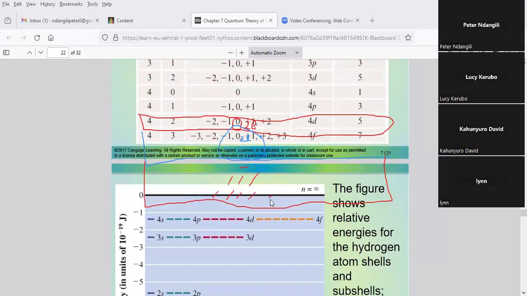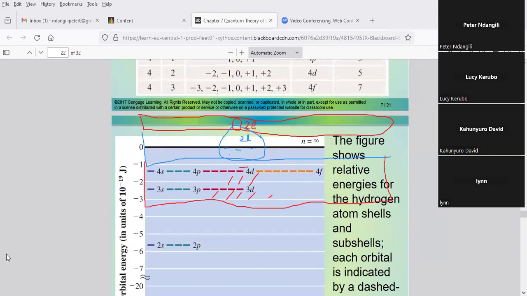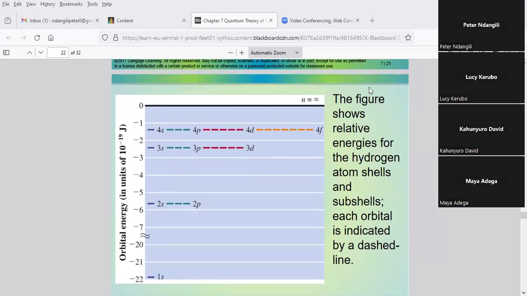So we move on. The energies of those particular electrons are going to be given by this figure here. It shows the relative energies for the hydrogen atom shells and the subshells. You will realize in this diagram that a 1s lies very low, a 2s and a 2p follows, a 3s, 3p, 3d follows, 4s, 4d, 4f follows. Now, this is only true for the hydrogen.